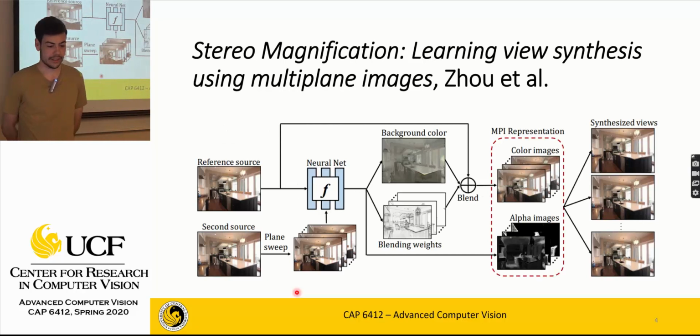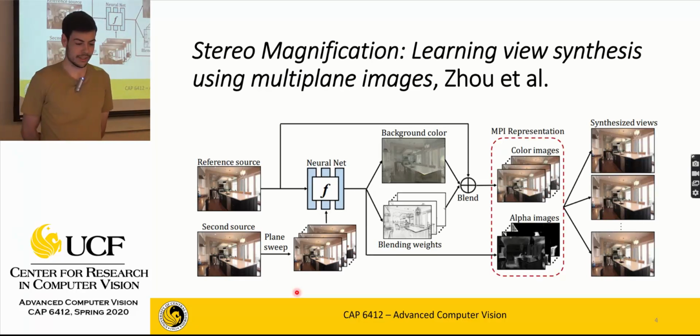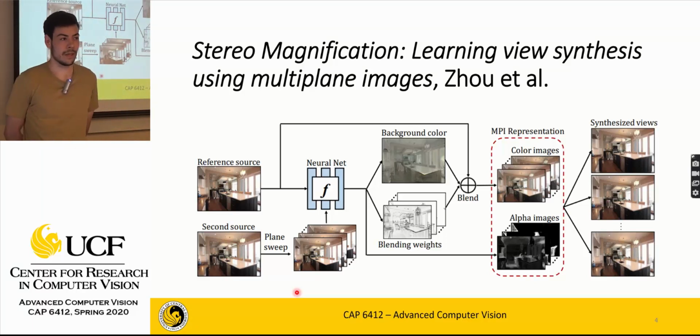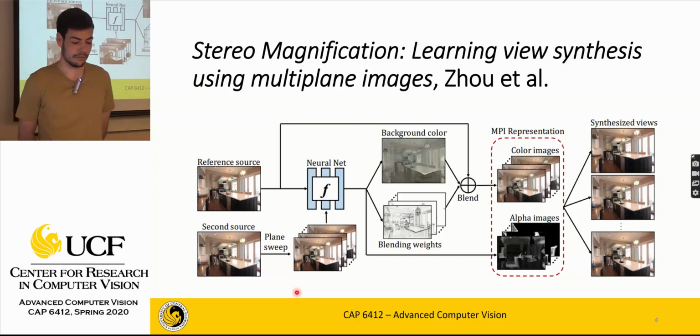So the first paper is Stereo Magnification: Learning View Synthesis Using Multiplane Images. The ideas presented in this paper aren't used too much throughout the paper, but the results are used for evaluation of the proposed solution. So a brief overview of the solution is they give a reference source image with the pose provided. Then they take a second source image, which is a similar viewpoint, and they do a plane sweep of this image to get various information throughout the different depths of the image.